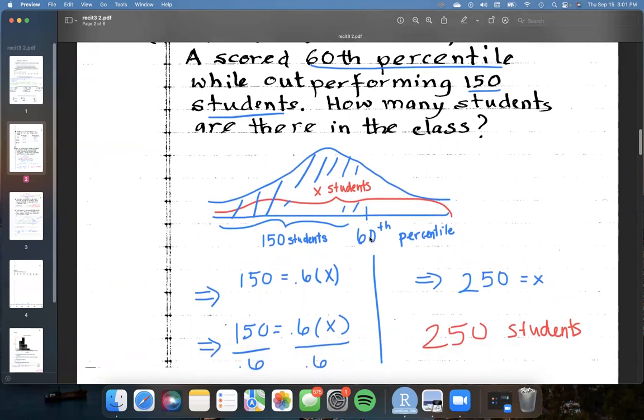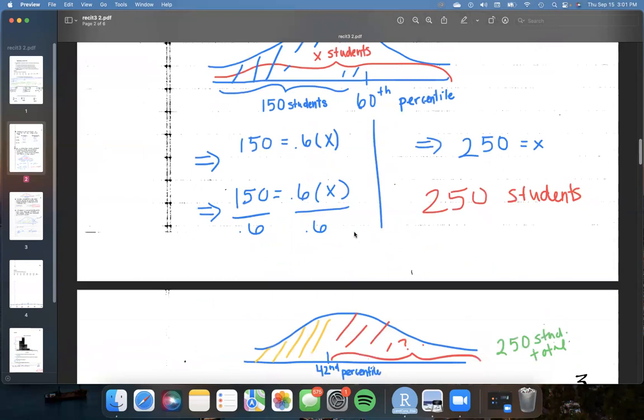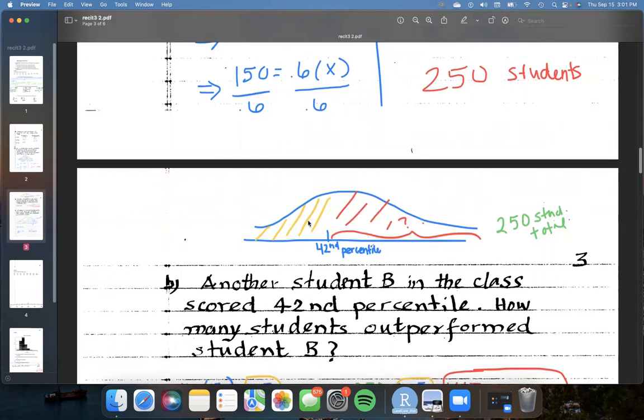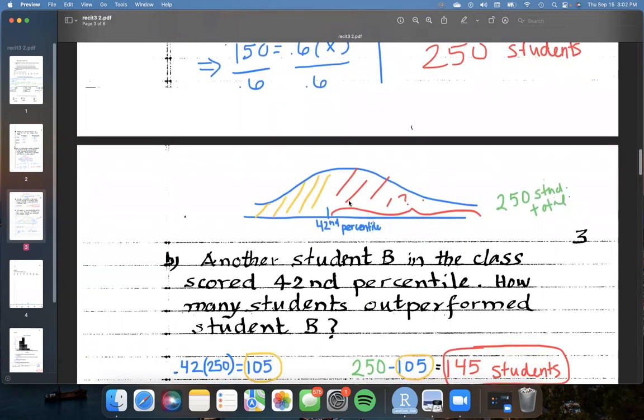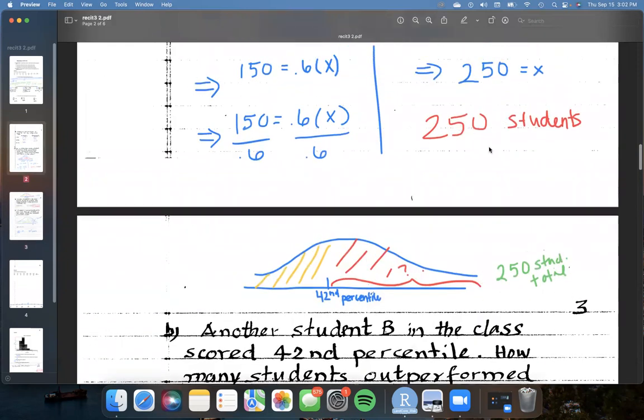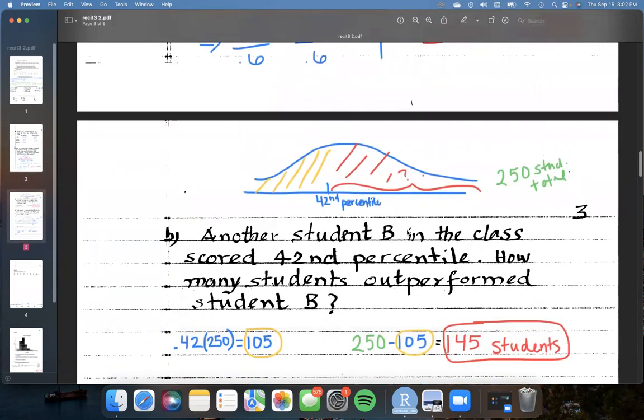All right, so let's go to the next one. So B. Another student, B, in the class scored 42nd percentile. How many students outperformed student B? So here are 42nd percentiles, let's say here. So we want to know, what is this red area? All right. So we know from previously that there's 250 students, because we just found that out.